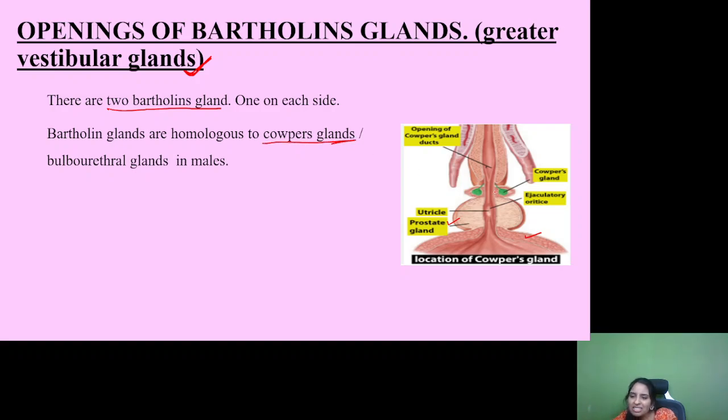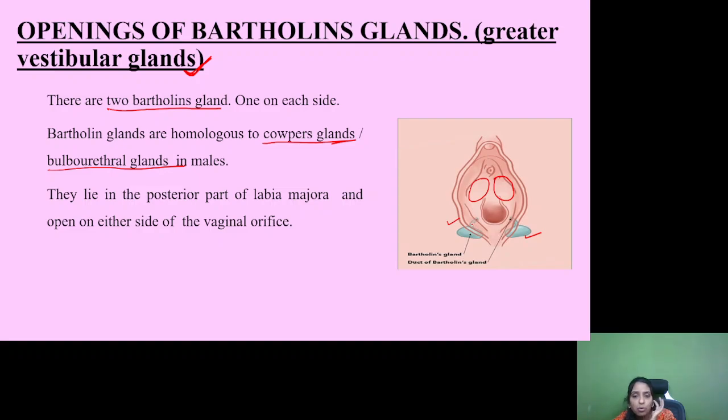See here, I have kept this image so that you will remember it. See, similar to Bartholin glands, how the small glands are placed. These are similar to Cowper's glands, or the bulbourethral glands, in the males. Cowper's glands or bulbourethral glands. This is an important question, your MCQ. And next, they lie posterior here.